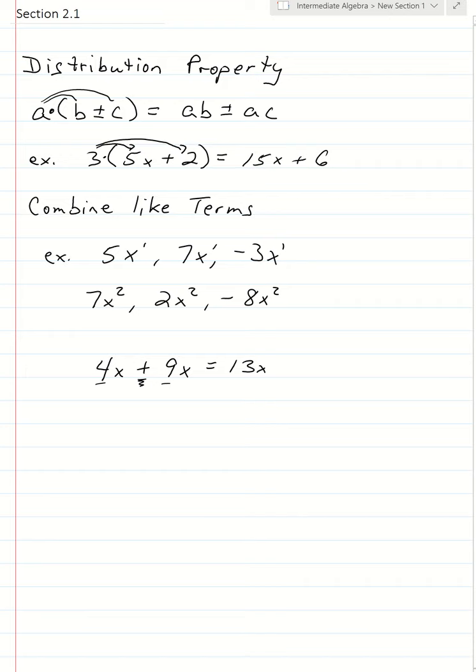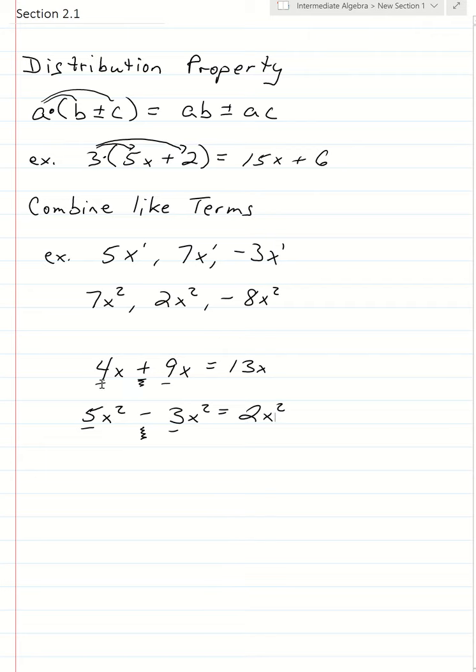Okay? If we had, let's say, a 5x squared minus a 3x squared, we too would want to combine these because they have the same variable and the same exponent, and we can combine them. We take the 5 and the 3, and we would have to subtract them. 5 minus 3 would give us a 2x squared. Notice the variables just come along for the ride. The only thing that we add or subtract when we combine like terms is the numbers that are in front.